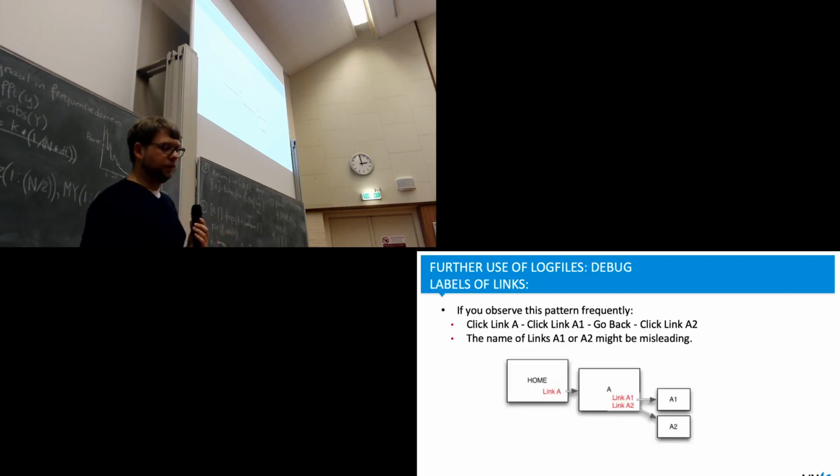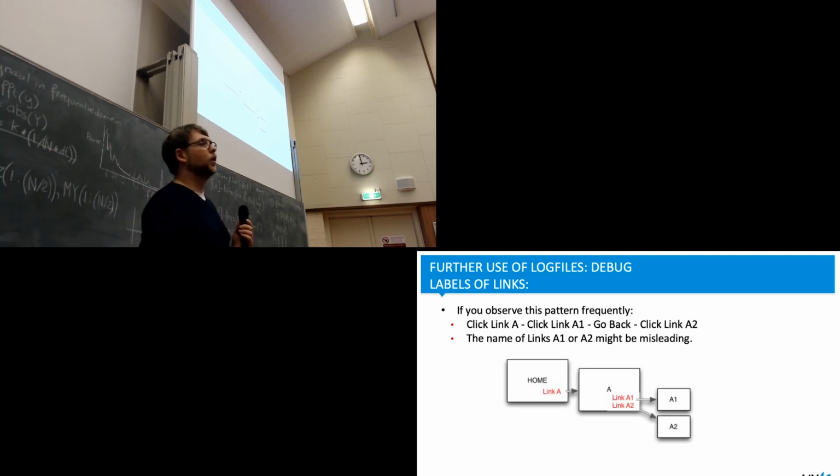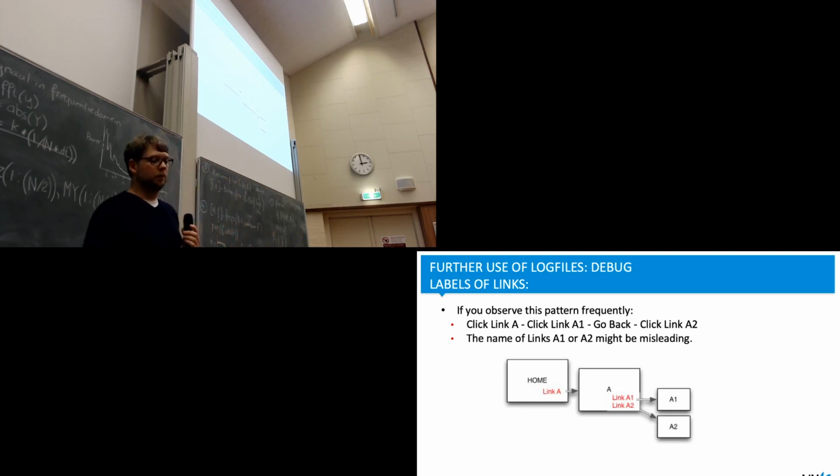So for example, you detect the pattern that users often click first on one link, then go back and click on another link. Then it might simply be the case that it's not clear what to expect from these two links. So users could expect to go to page B when they click on link A.